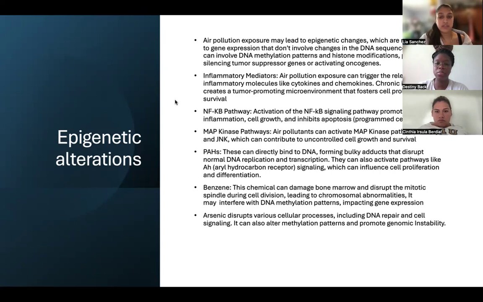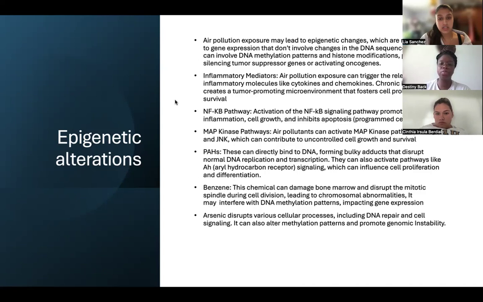NF-κB pathway. The activation of the NF-κB signaling pathway promotes inflammation, cell growth, and inhibits apoptosis, which is programmed cell death. MAP kinase pathways. Air pollutants can activate MAP kinase pathways like ERK and JNK, which can contribute to uncontrolled cell growth and survival.